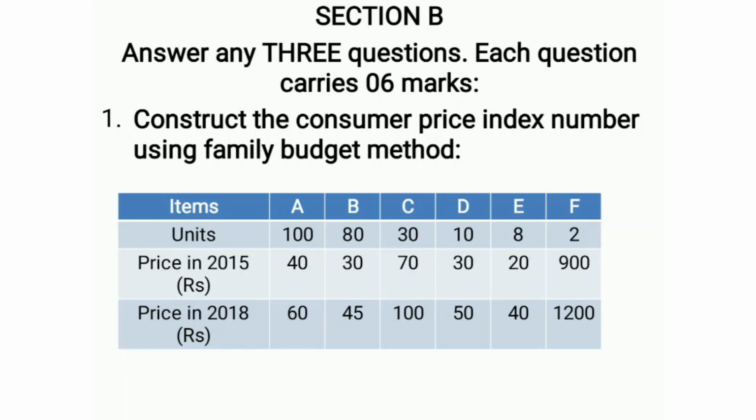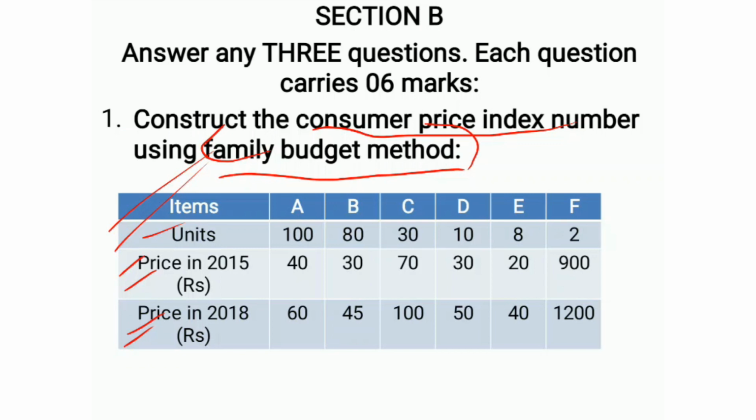First question is, construct the consumer price index number using family budget method. There are 2 methods used to solve consumer price index number, but in this question they have asked to calculate using family budget method. Okay, let us solve the problem. The table is given: items A to F, units, price in 2015 and price in 2018. Price in 2015 is base year price, price in 2018 is current year price.